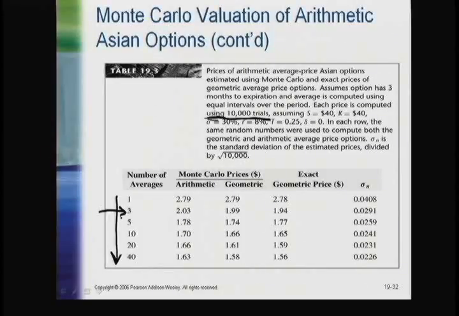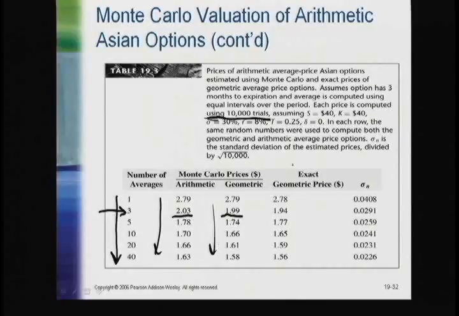And in each one of these, the author is using 10,000 trials. So whether we average 3 prices, we'll generate 10,000 paths where we average 3 prices, and we get a Monte Carlo arithmetic price and a Monte Carlo geometric price. We can also do 10,000 paths where we take 5 steps to get to expiry instead of 3, or 40 steps. And you can see that the prices appear to be converging, that as we sample more and more prices in the average, we're capturing more and more of the total price volatility.